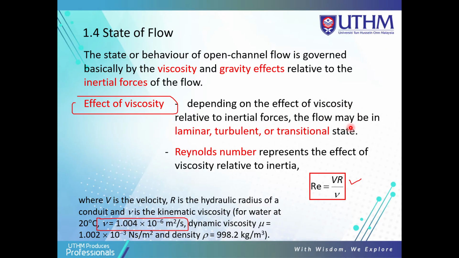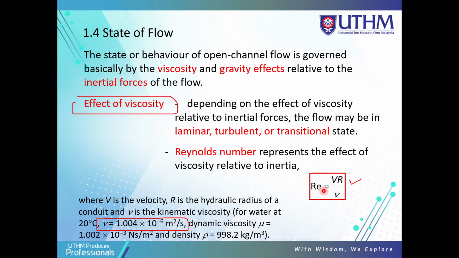The flow may be in laminar, turbulent, or transitional state. So we use the Reynolds number to represent the effects of viscosity relative to inertia. We use this formula, using the Reynolds number, to get the state of flow.